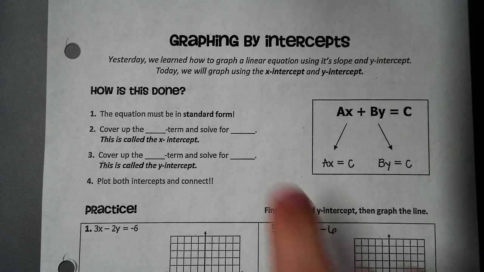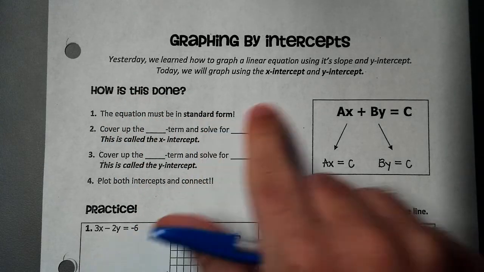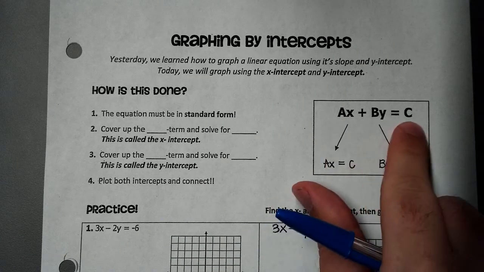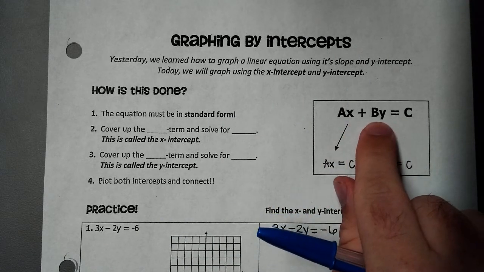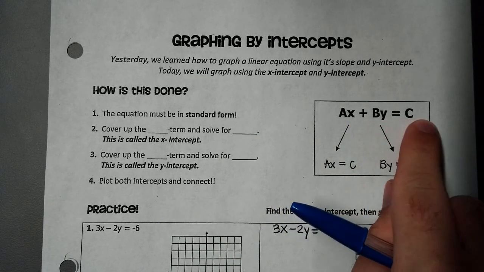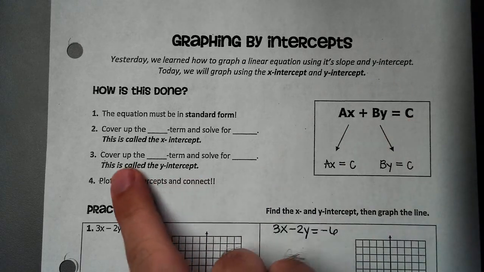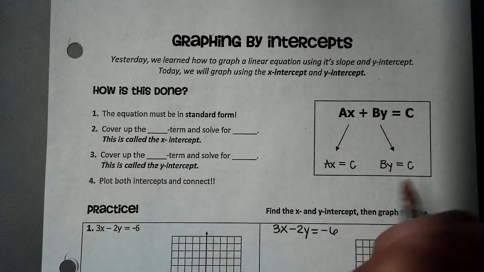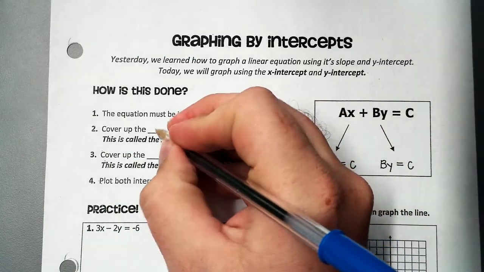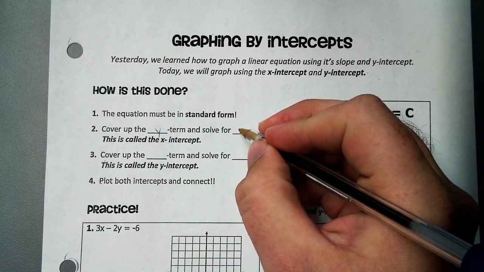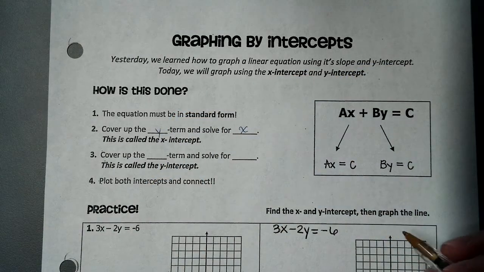So first, the equation must be in standard form. It must look like this: the x and y on the same side, adding or subtracting each other, and equals a number over here. So our step 2, we're going to cover up the y term and solve for x. That'll give us our x-intercept.